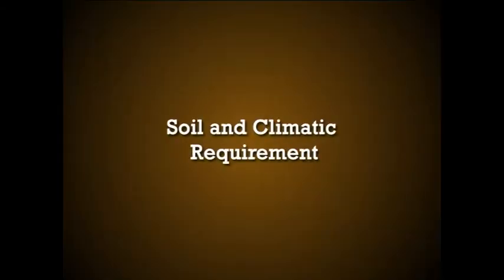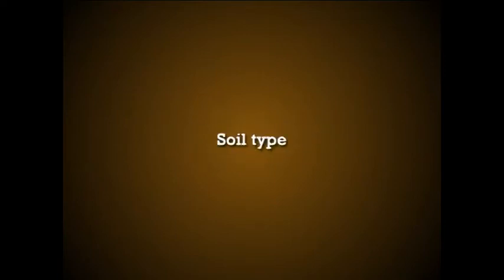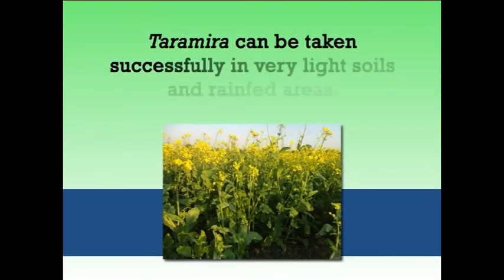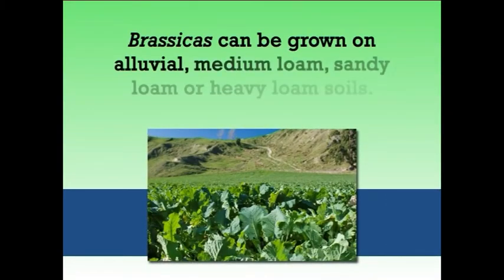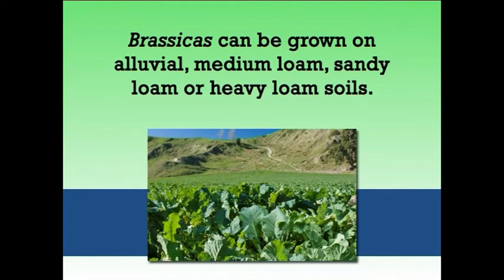Let's discuss the soil and climatic requirements for this crop. The soil type. Rapeseed and mustard are capable of growing under sandy loam to clay loam soils, but they thrive best on light loam soils. Taramira can be taken successfully in very light soils and rain-fed areas. Brassicas can be grown on alluvial, medium loam, sandy loam or heavy loam soils. Heavy clay soils subjected to waterlogging are not desirable.